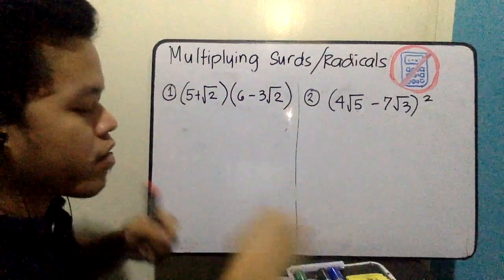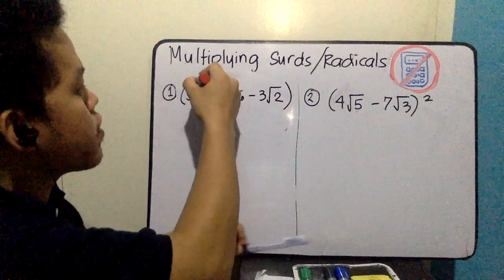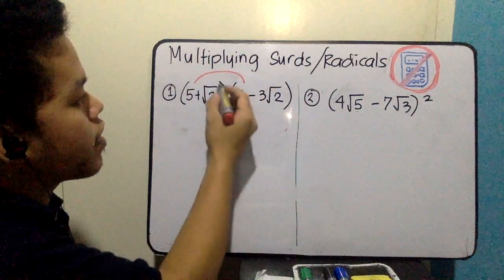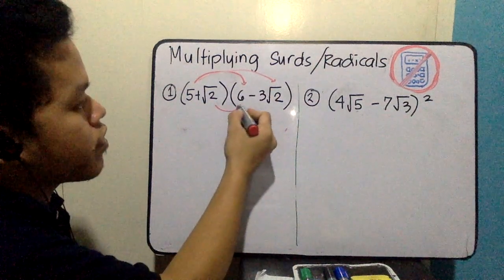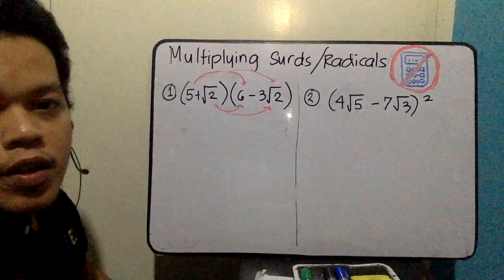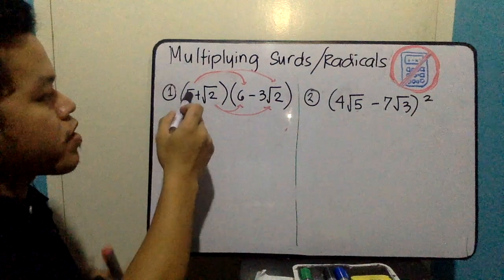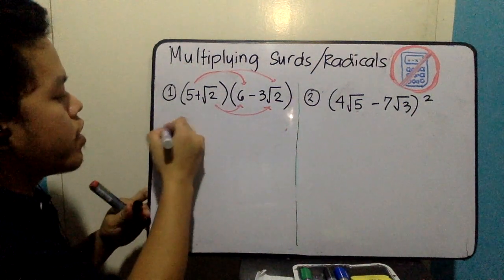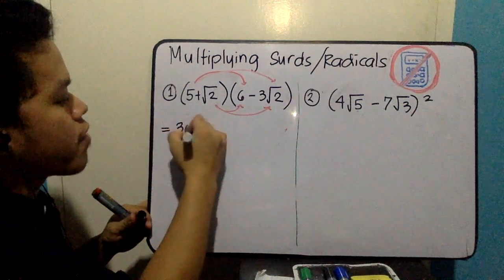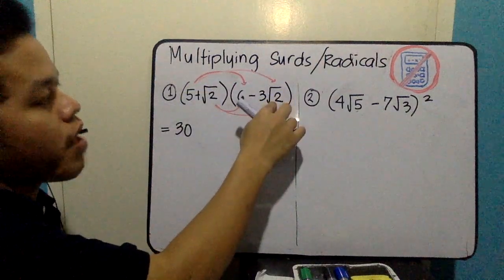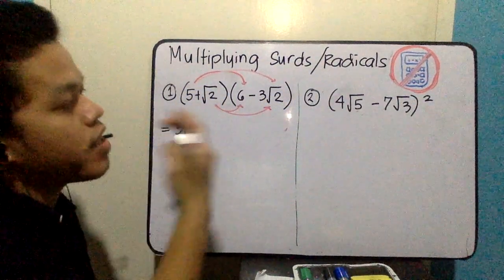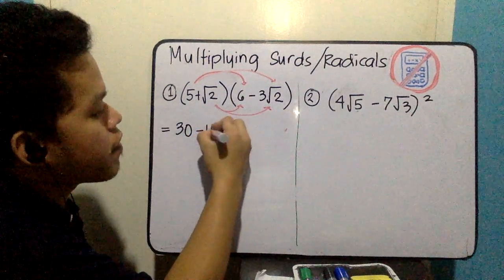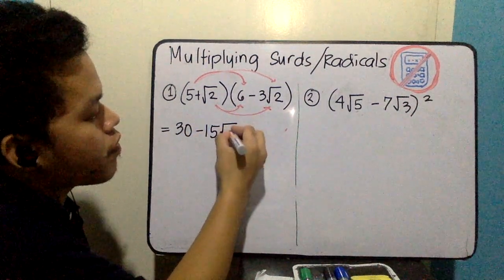When you do the FOIL method, you start with the first terms, followed by the outer terms, then the inner terms, and then the last terms. So let's begin with the first terms. 5 times 6 is equal to 30. Now the outer terms: 5 times negative 3 square root of 2 will give you negative 15 square root of 2.